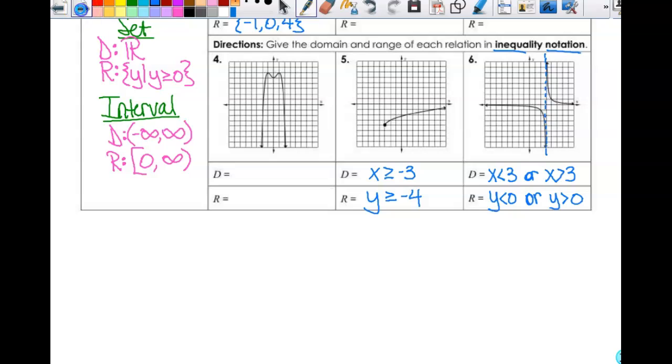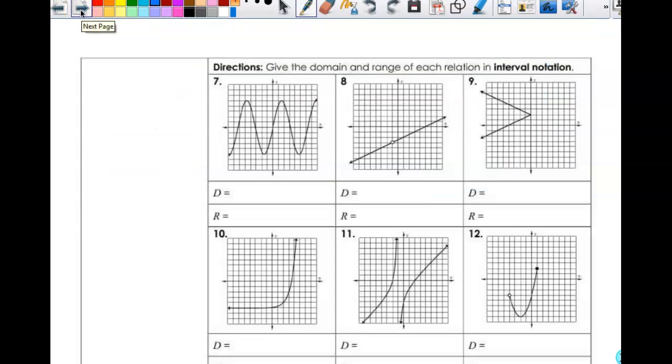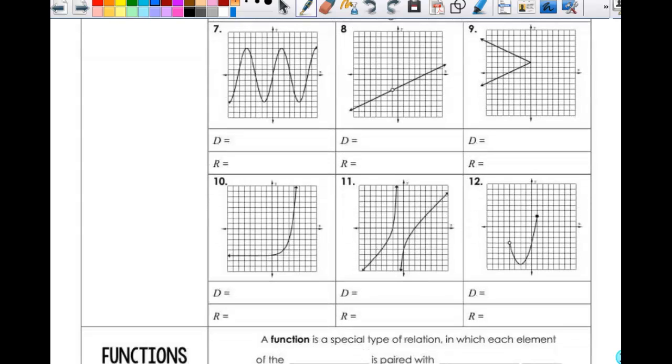All right, so now we're going to look at interval notation. We're going to start with number 7. So I like interval notation better, mainly because, like I said, it's kind of how you think through the graph. But remember, you always have to go left to right, bottom to top. And this does have arrows on it, even though you can't really tell they're arrows. So my domain would start way out here at -infinity. Then I'm going to go all the way, it's continuous, all the way to infinity.